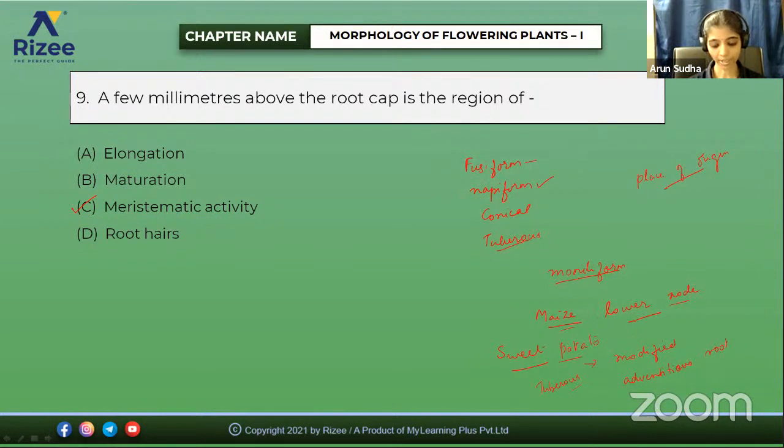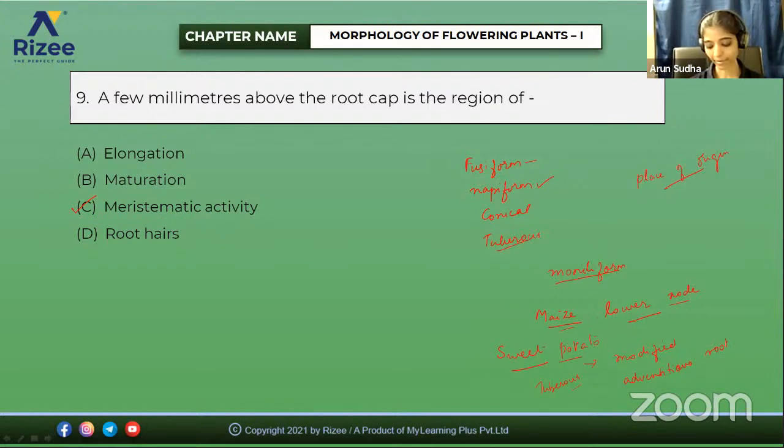Then which is a modification of the root that does not store food? Napiform root, fusiform root, tuberous root, stilt root. Yes, option B. Other forms, that is napiform, fusiform, and tuberous, are all storage forms, but stilt root is for support. So we have to be clear with that also. What are all for the storage, and what are the types of roots involved in other functions, like support or respiration, so that you should be clear.